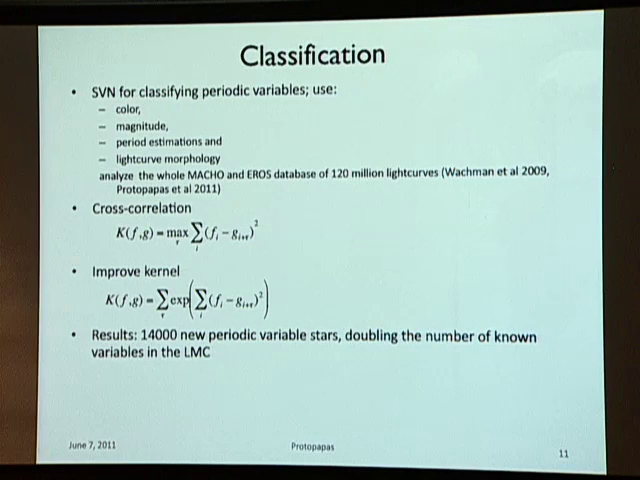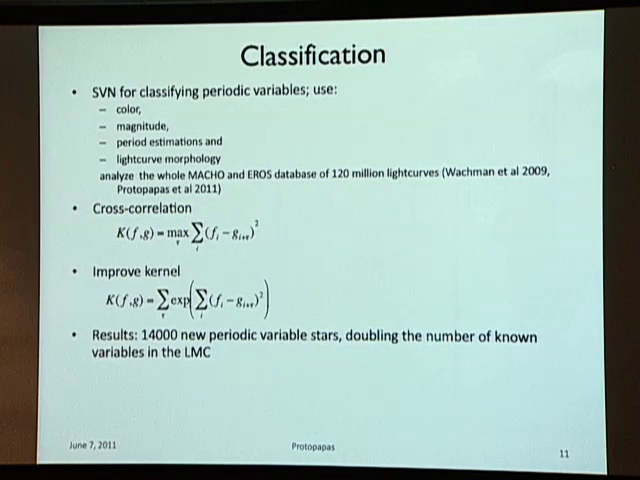What we did, we use what we have about the data: basically color, magnitude, period estimations. You see, I emphasize period estimations and not period, and the light curve morphology, the shape of the light curve. We use a support vector machine, and in this example, we analyzed the whole MACHO and EROS database, all of it. So we start from the beginning to the end.